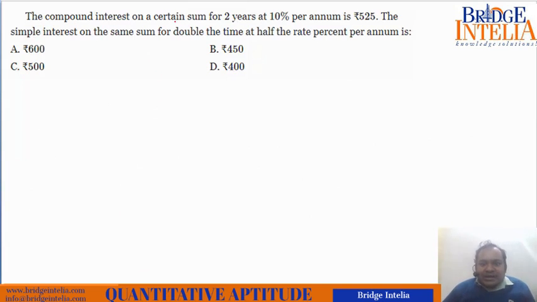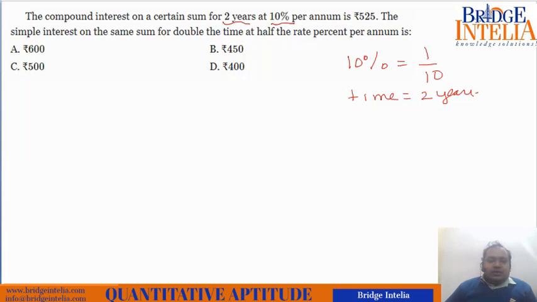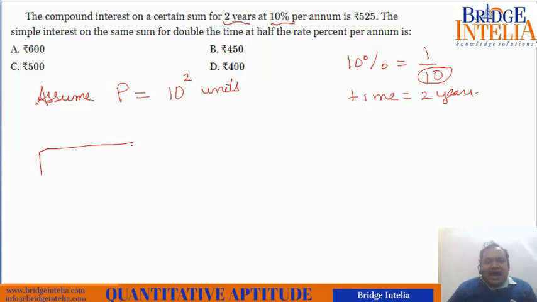The compound interest on a certain sum for 2 years at 10% per annum. So 10% is equal to 1 by 10. Time is equal to 2 years. So assume principal to be equal to 10 square units, or 100 units. So start with this assumption that you have deposited 100x in the bank.